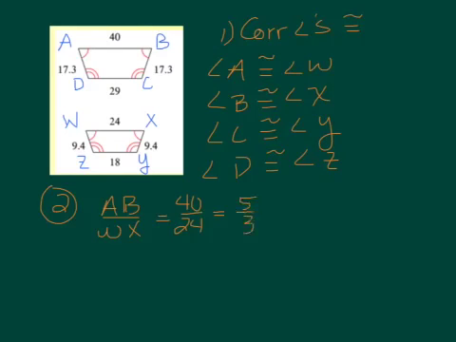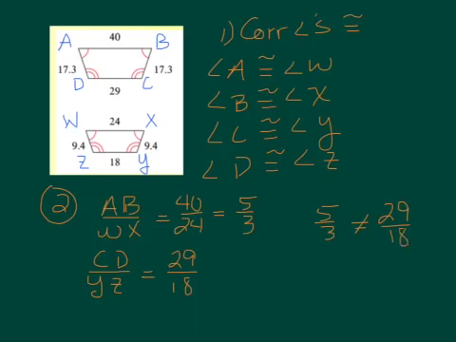Let's see if the ratio of any other corresponding sides is also 5/3. Let's go ahead and take side CD to side YZ. Well, side CD has a length of 29, and side YZ has a length of 18. Well, you can't reduce that ratio, so that is what it remains. Well, we know that 5/3 does not equal 29/18. So these two polygons are not similar to each other. The ratios are not proportional.